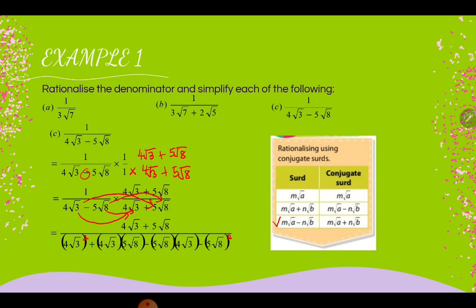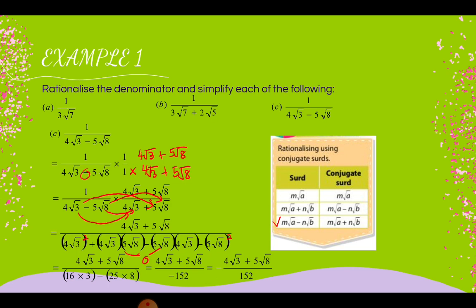So we know that positive 4 surd 3 multiplies with 5 surd 8. Okay, minus 5 surd 8 multiplied with 4 surd 3. So this will become 0. Okay, this will become 0. So what is left is this one. 4 surd 3 plus 5 surd 8 over this one.